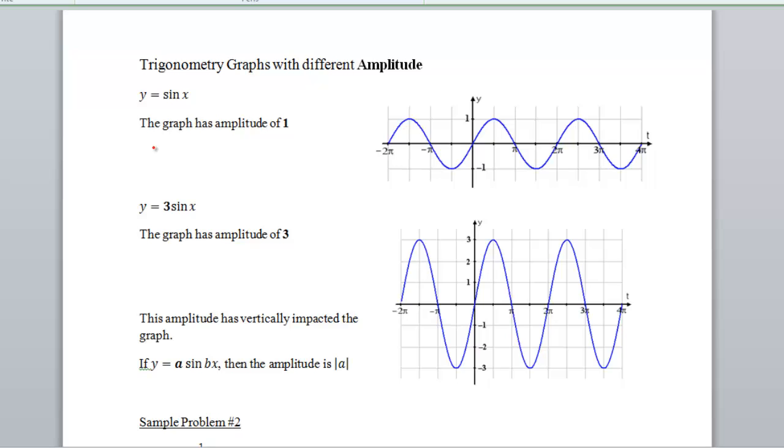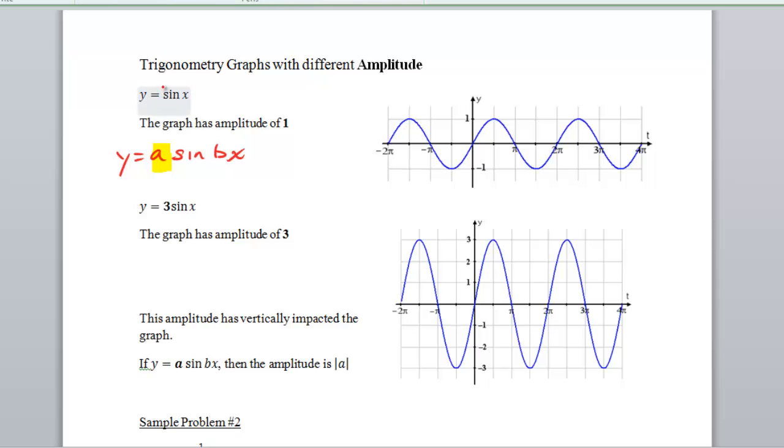So if we look at this, we see y equals sine of x. Well, what we basically have here is y equals a times the sine of bx. And so in this particular case, y equals the sine of x, the a and the b are understood. What we would always understand something to be if it's not there is a given 1. So in this case, we're only dealing with the amplitude, and so that's the a value that's written in front of the sine.